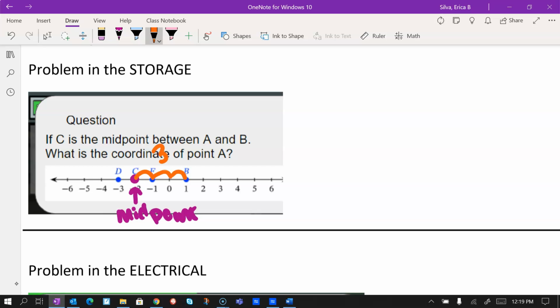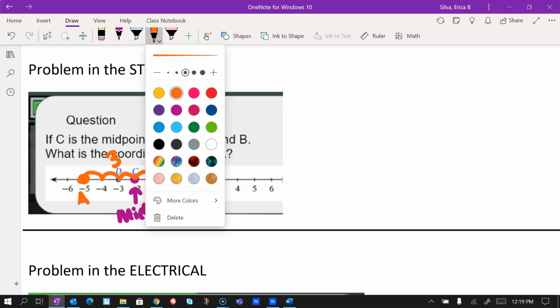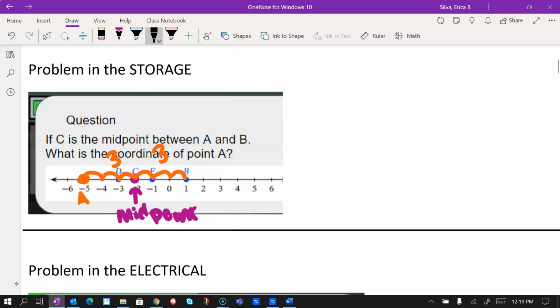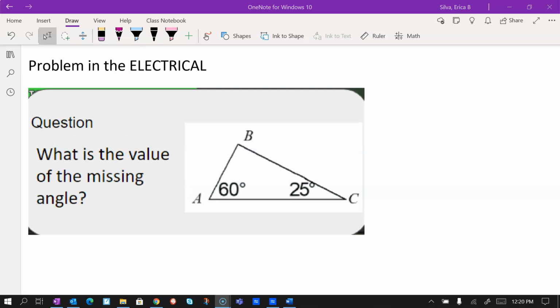So we have 3 units to the right. To find point A, since C is in between, we go the other direction, 1, 2, 3, and point A would be here. So the coordinate for point A is -5.